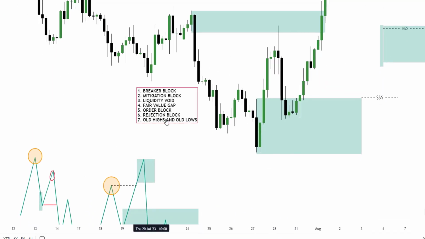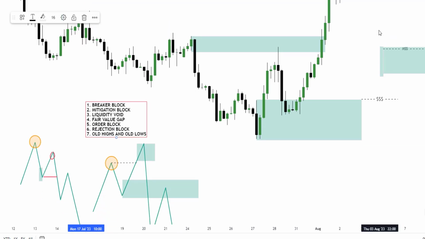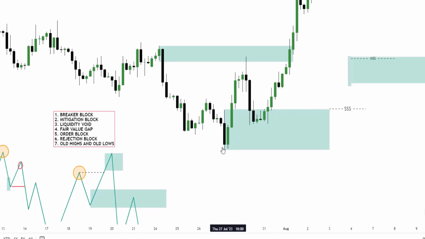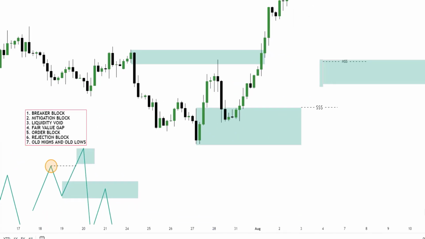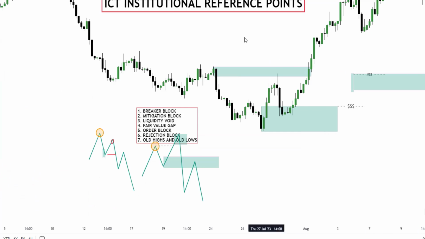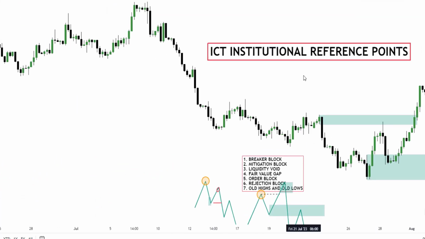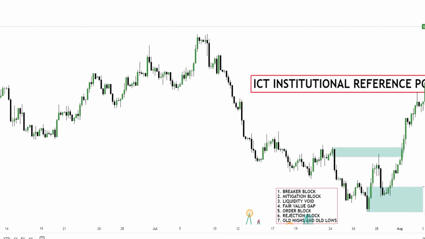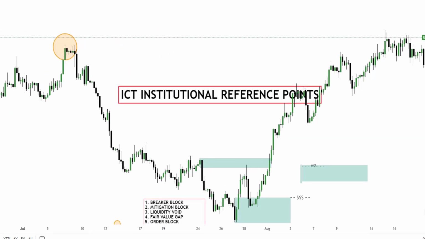So the next one is what ICT calls old highs and old lows. This is basically something simple. It's when you have price just leaving a low. This is an old low. Normally below old lows, there is what ICT calls sell stop liquidity, and above old highs, buy stop liquidity. So if you see price printing this and then moving away, this is an old low. If you see price leaving this kind of high and then moving away from it, it becomes an old high. So price may eventually push above it to grab liquidity.